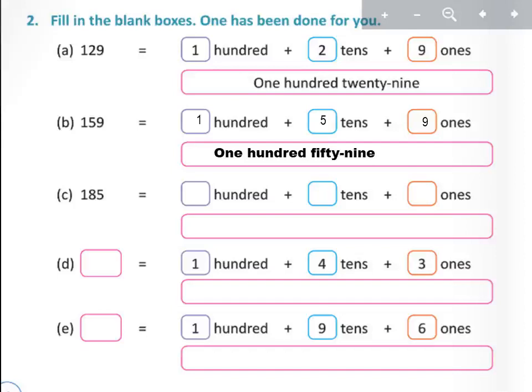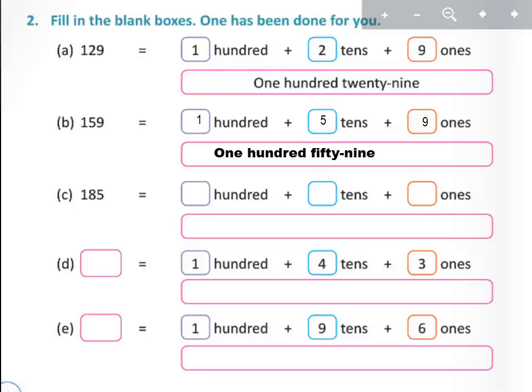And if you come to D, the places are given with the digits. So you have to write the number 100 plus 4 tens plus 3 ones. What can you say about this? In hundreds place 1 is there, tens place 4 is there and ones place 3 is there. So you can easily write the number 143. Okay, and the number name for 143.